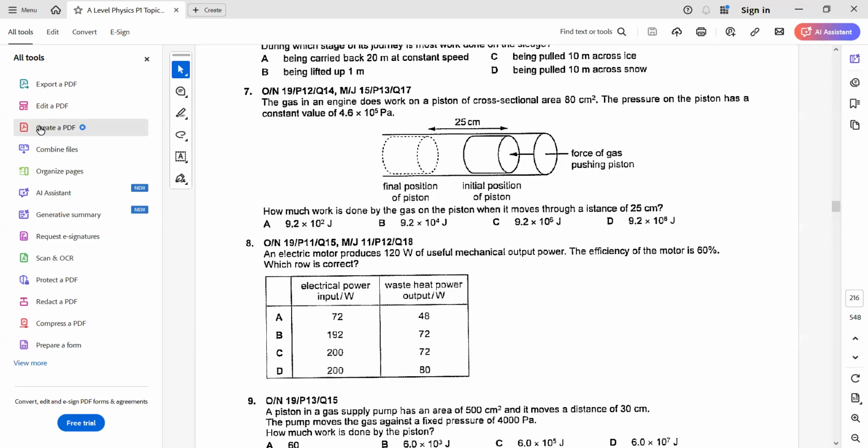Question number 8. It says an electrical motor produces 120 watt of useful mechanical output power. So that is important, that's useful output. The efficiency is 60%. Which was correct? Electrical power input and waste heat. They want us to find out.